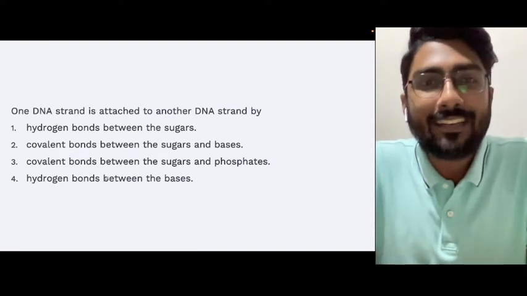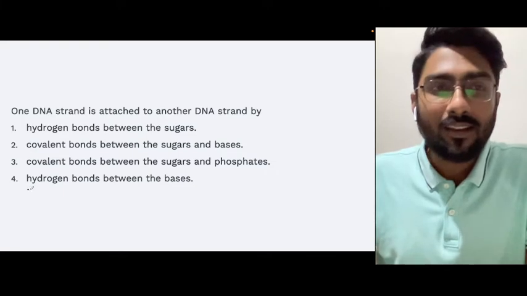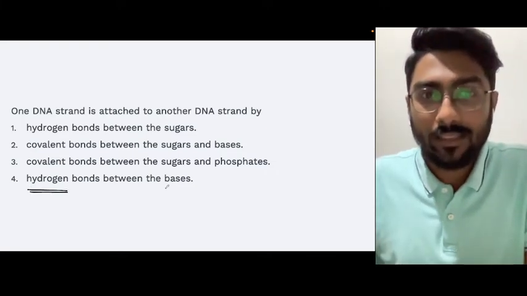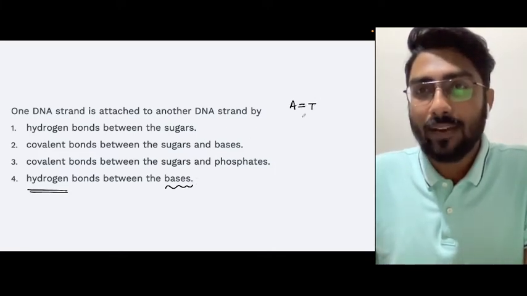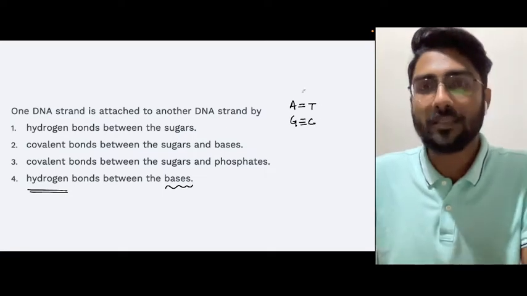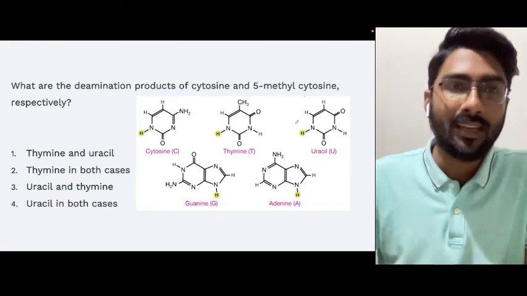One DNA strand is attached to another DNA strand by... It's a very simple question. This is by the hydrogen bonds between the bases. Okay, so remember this, the bases. So bases are going to make the hydrogen bond. The adenine with thymine, the guanine with cytosine. There are 2 hydrogen bonds here, and here there are 3 hydrogen bonds.